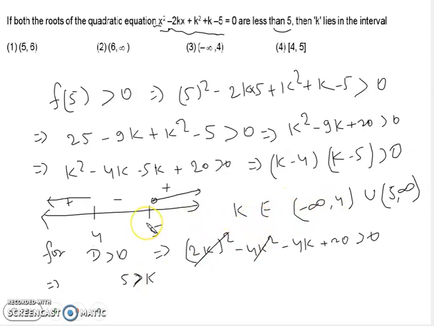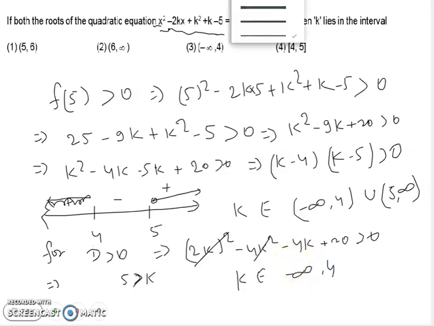Simply, you can say that the value of k lies in the interval from minus infinity to 4, because the value must not be greater than 5, so it lies in this interval. So k lies between minus infinity and 4. So it will be the correct answer, guys, right? Are you getting my points, guys? So thank you.